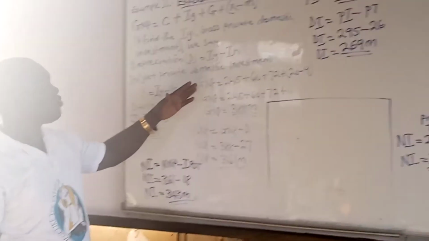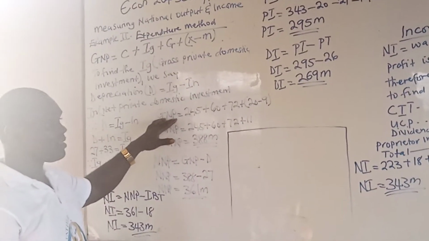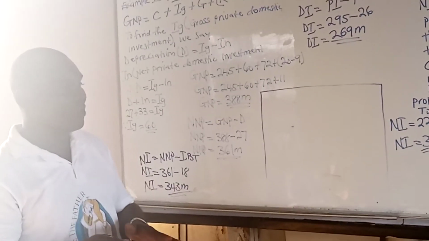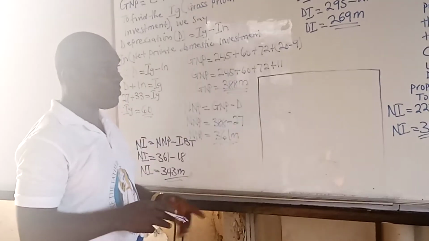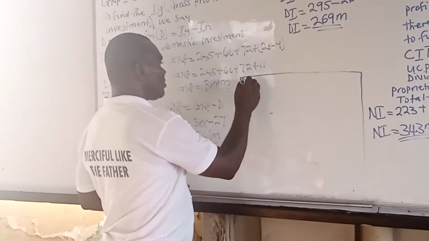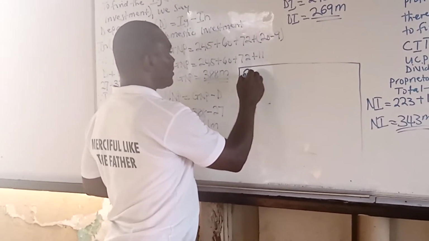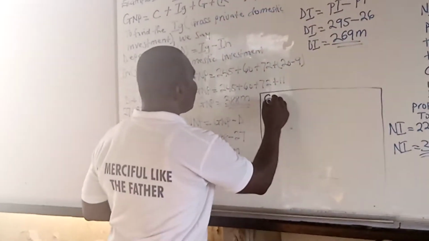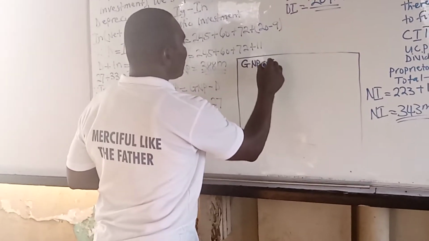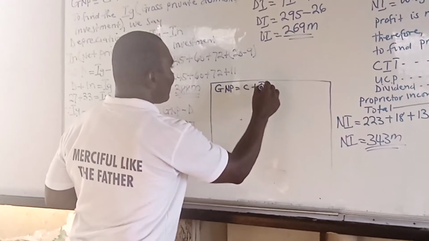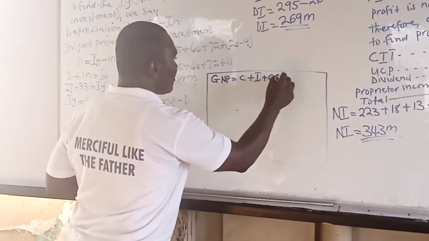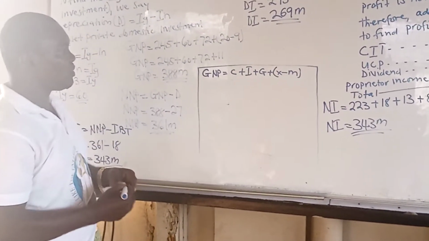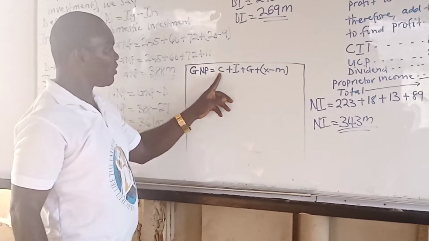From there, we come to GNP. In the first lecture we talked about open and closed economy. For the open economy, GNP is equal to C plus I plus G plus (X minus M).